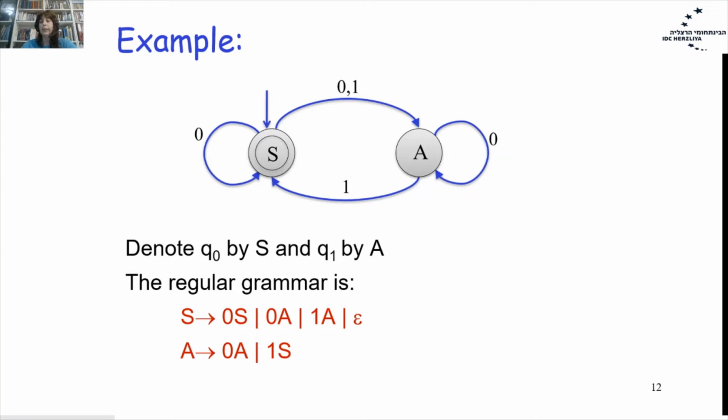Since S is an accepting state, we add the additional rule S derives an empty word. Now we define the rules for A. We have a self loop with 0, so we have A derives 0A, and we have an edge with 1 moving to S, so A derives 1S. This is a regular grammar for the given NFA.